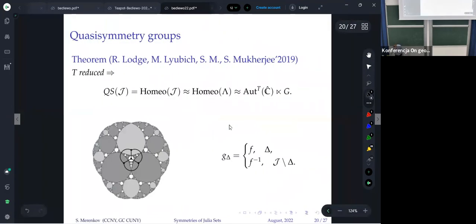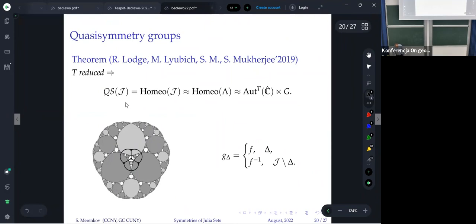Okay, and here's the main result for quasisymmetries of these gasket Julia sets. So we took this tetrahedral one, but a slightly different picture. So it's in the plane.